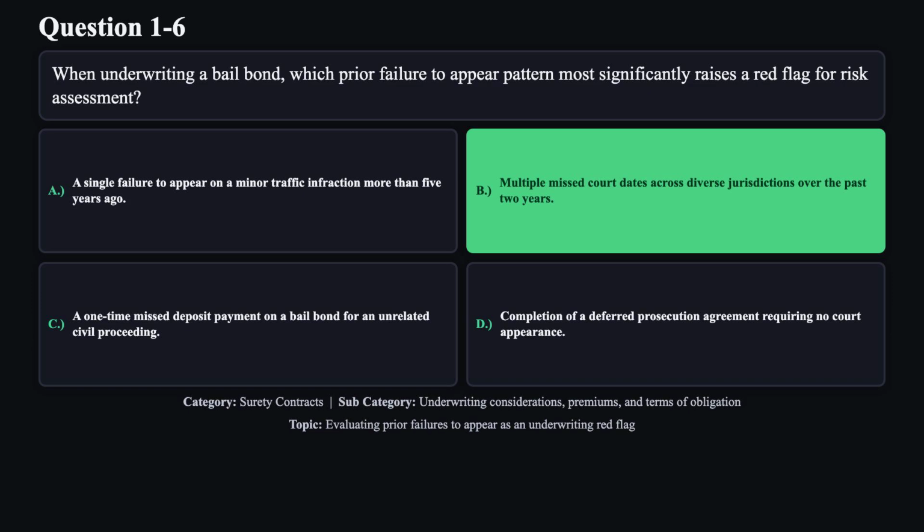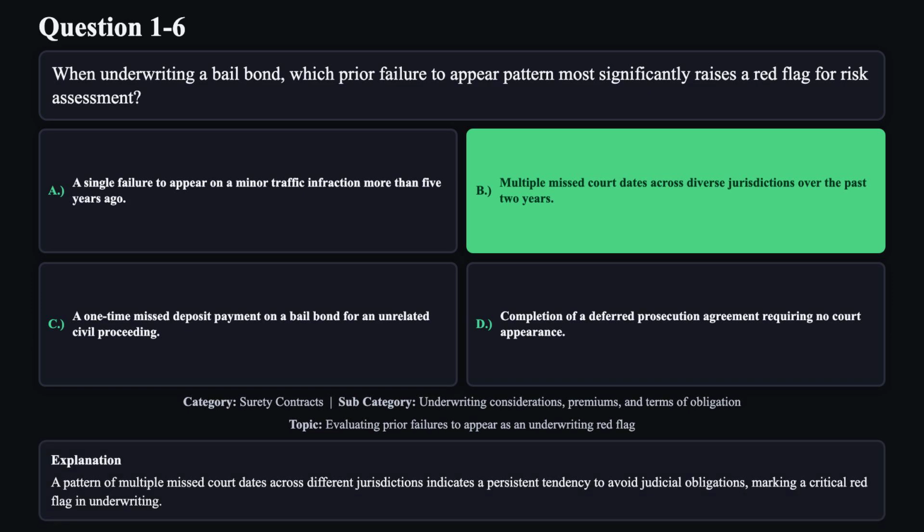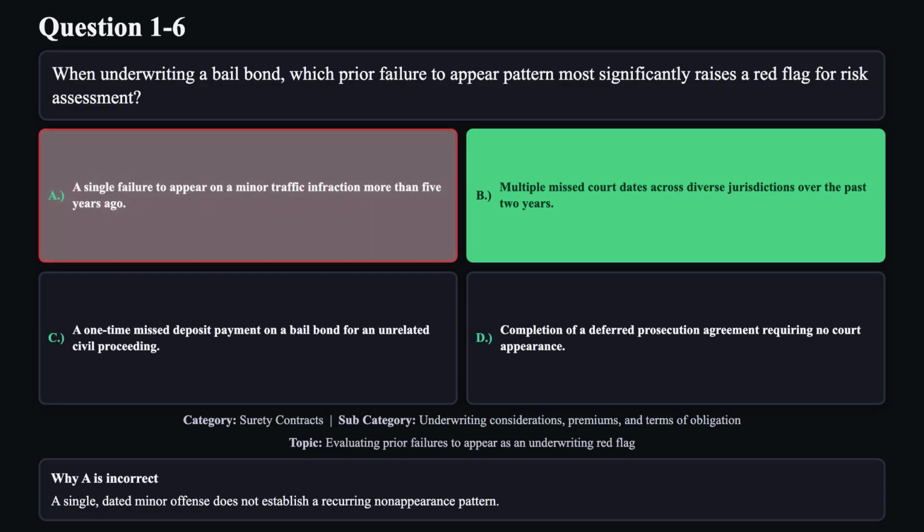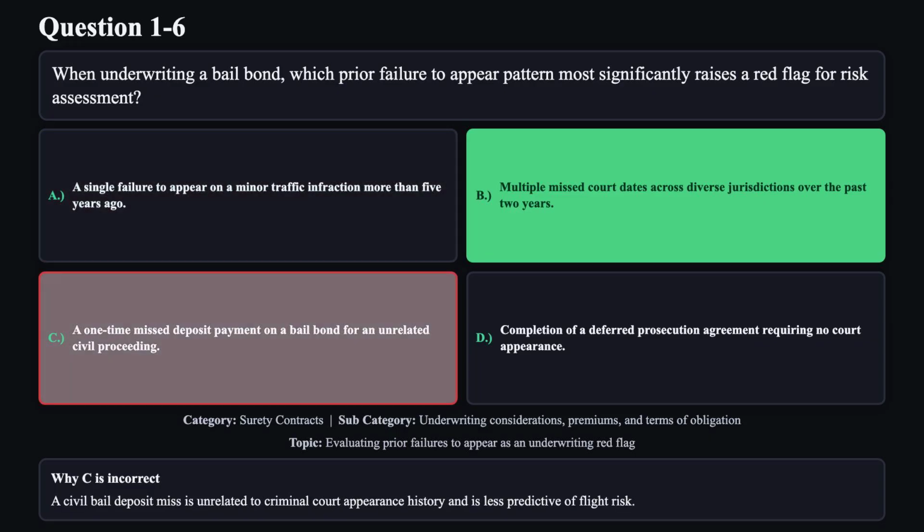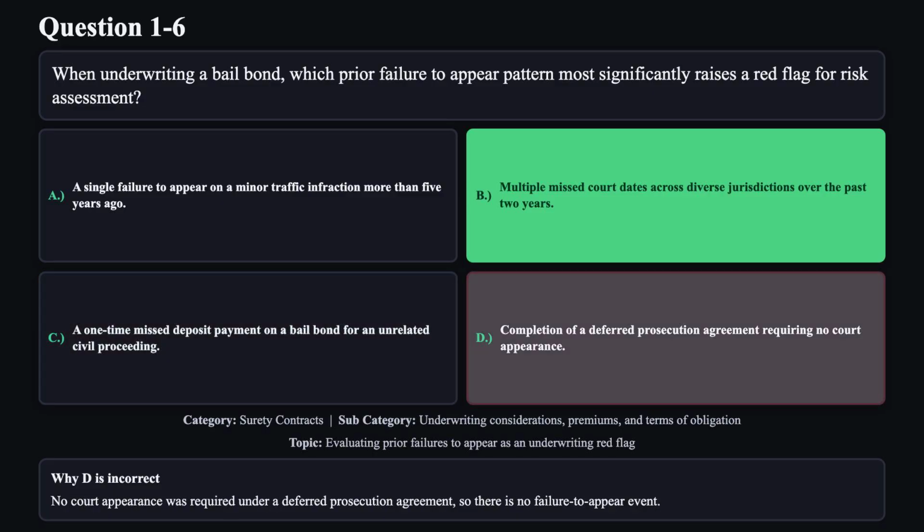The correct answer is B. A pattern of multiple missed court dates across different jurisdictions indicates a persistent tendency to avoid judicial obligations, marking a critical red flag in underwriting. Reason A is not correct. A single dated minor offense does not establish a recurring non-appearance pattern. Reason C is not correct. A civil bail deposit miss is unrelated to criminal court appearance history and is less predictive of flight risk. Reason D is not correct. No court appearance was required under a deferred prosecution agreement, so there is no failure to appear event.